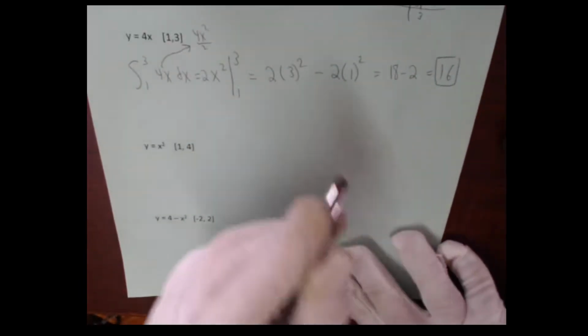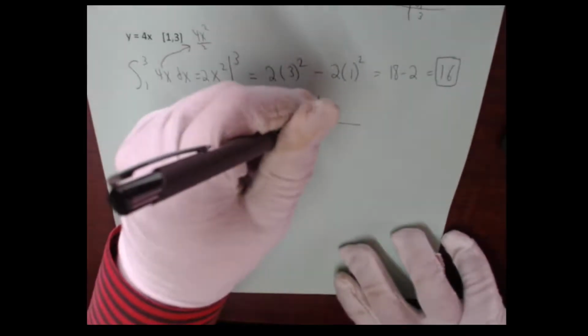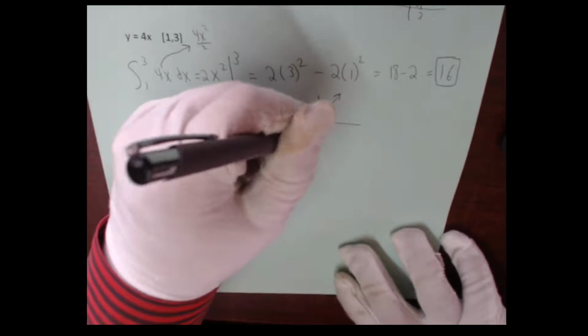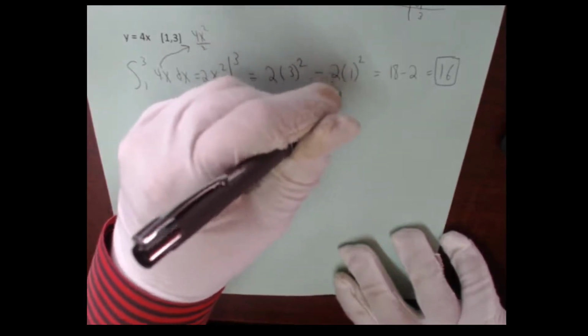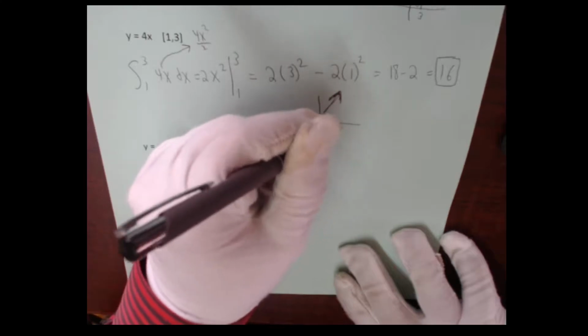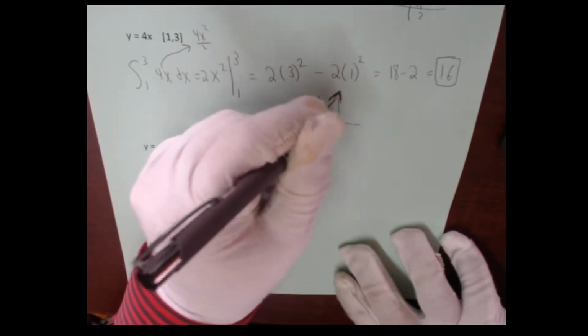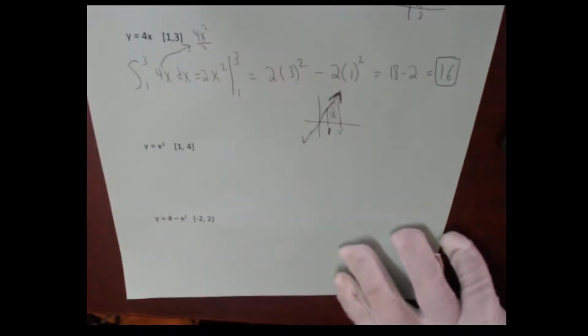That's the answer. So what we just did, that's the area. We just found the area of the line 4x, which kind of looks like, oops, actually it would go through the origin, sorry. 4x would go through the origin. We just found the area from 1 to 3, so we just found the area of this trapezoid, which is 16.